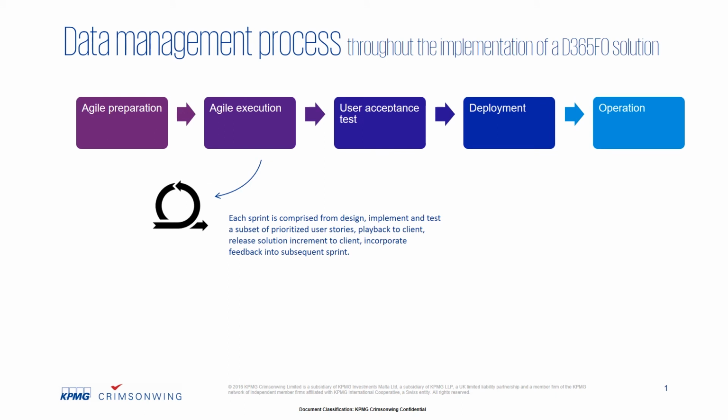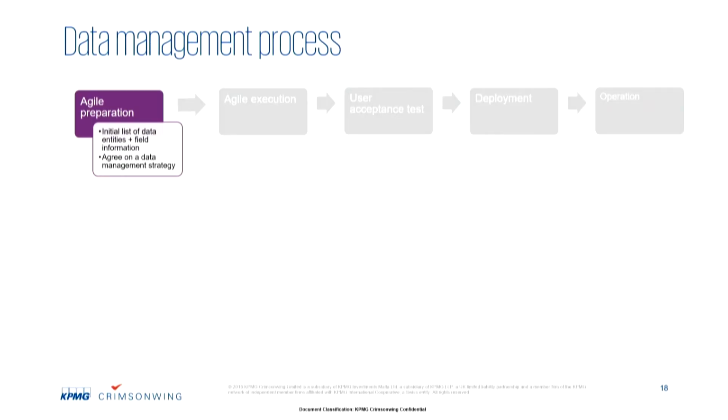The data migration is an integral part of the solution, and it is really important that we consider data migration in every phase of the implementation. Let's start with agile preparation. During this phase, we already know which module we are implementing. So we already know which data entities we need to implement the solution. And for a large amount of these data entities, we know for sure that we will need them.